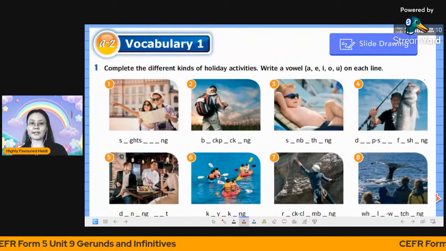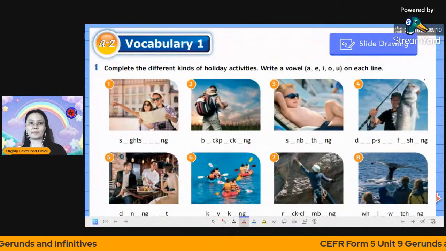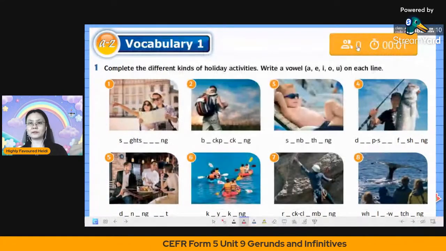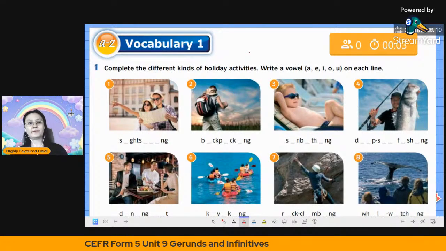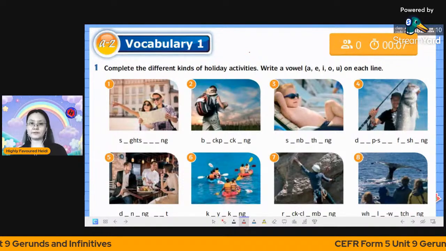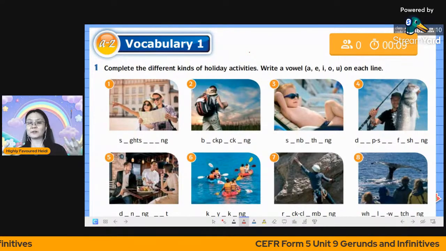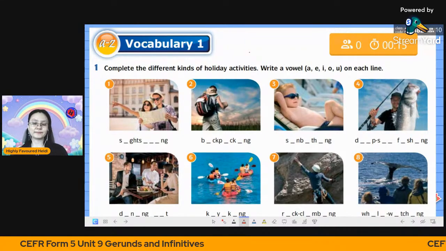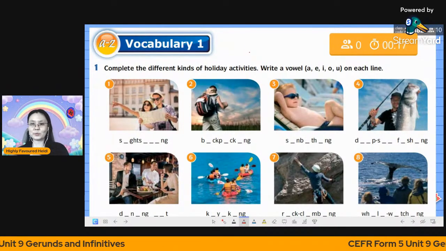Okay, this will be our next one. How well you know about vocabulary 1. Okay, I will start. Again, I won't give a lot of time. Basically, you look at the picture, complete the different kinds of holiday activities, write a vowel. Take note, you only have to write vowels, A-E-I-O-U, on each line.